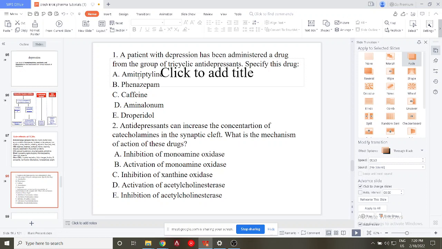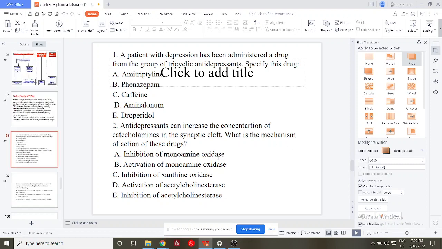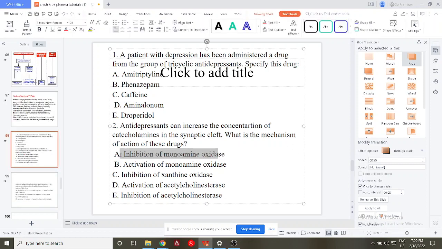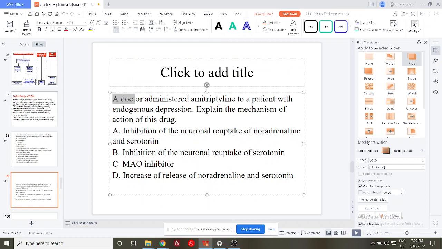Antidepressant can increase the concentration of catecholamines in the synapses. What is the mechanism of action of this drug? Inhibition of monoamine oxidase. Yes, that's correct. Okay, so I want you to memorize this. Memorize the mechanism of action of this. So it's going to be very important for you. Okay, next question.